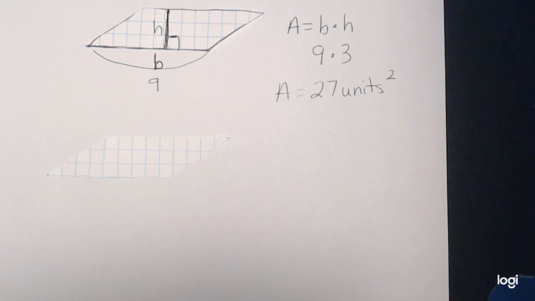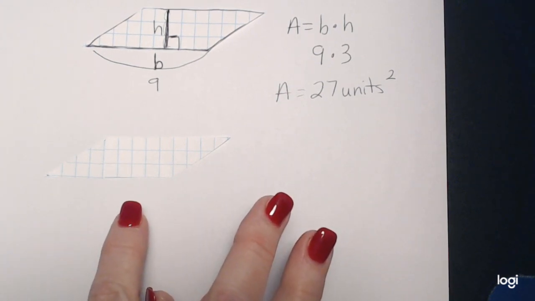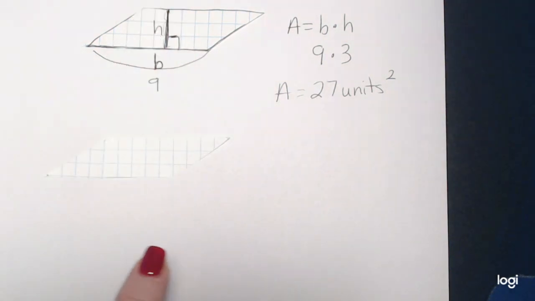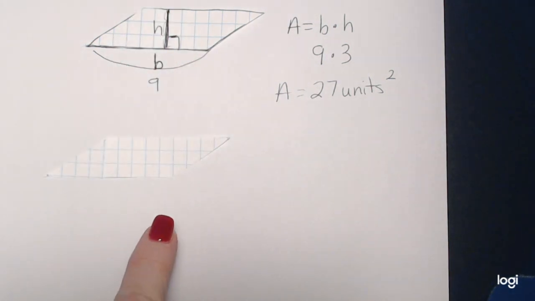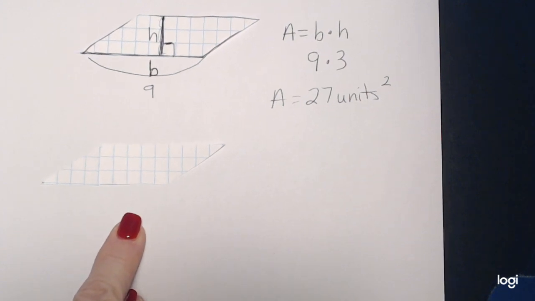All right, so now I'm going to show you something else. You notice here I have the same parallelogram as I do up here. It's exactly 9 by 3, so this is still 27 units. Now what I'd like to show you is this shape is a parallelogram.